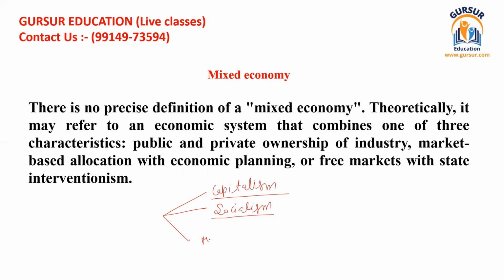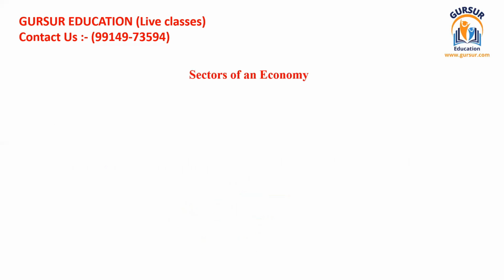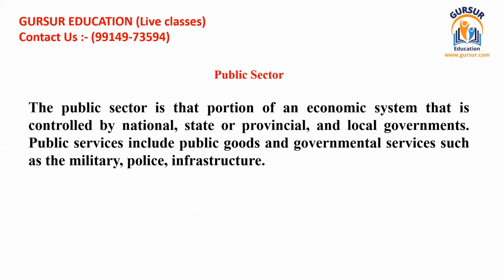Then the last one is mixed economy, in which all the factors of production are owned and managed jointly by private and public entities. So these are all the three kinds of economic systems prevailing in the world. Now we have to study what is covered under these. These are known as sectors of the economy.